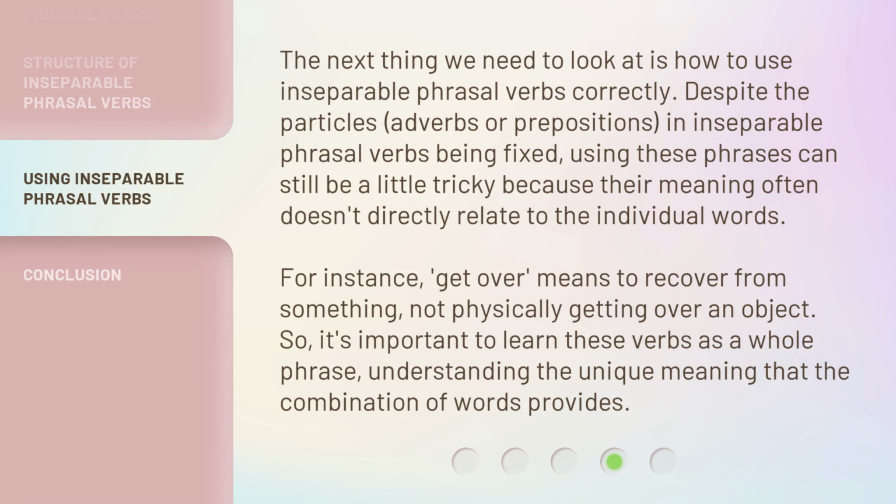The next thing we need to look at is how to use inseparable phrasal verbs correctly. Despite the particles, adverbs or prepositions, in inseparable phrasal verbs being fixed, using these phrases can still be a little tricky because their meaning often doesn't directly relate to the individual words. For instance, get over means to recover from something, not physically getting over an object. So, it's important to learn these verbs as a whole phrase, understanding the unique meaning that the combination of words provides.